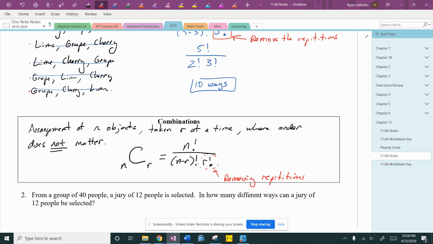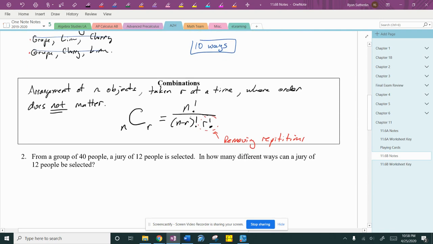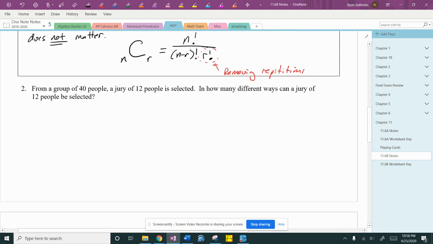If there is, like let's say a group and you want to pick a president and a vice president, once they have a position, that's a permutation. No position, no order, it's a combination. So let's look at our first problem.